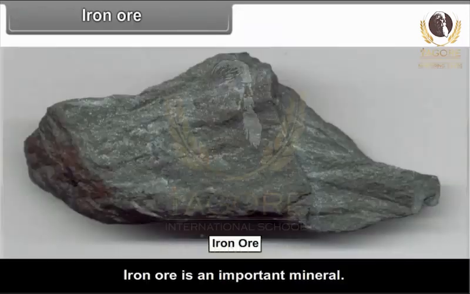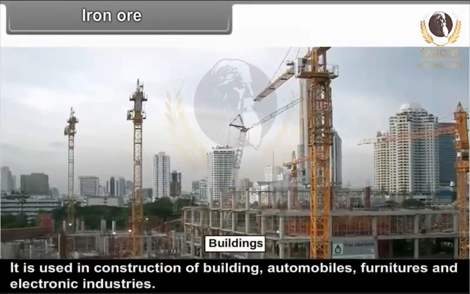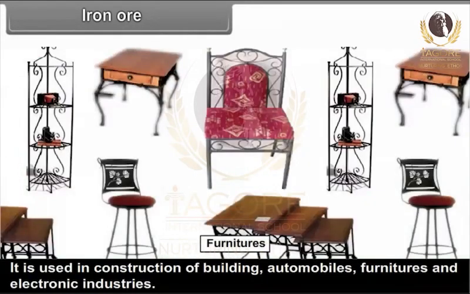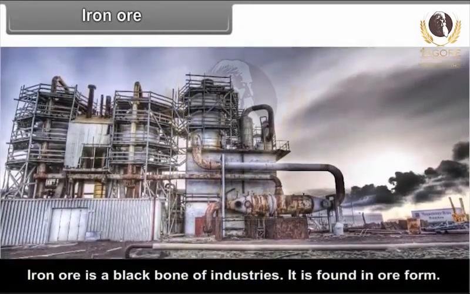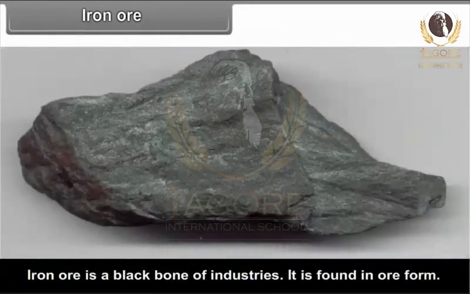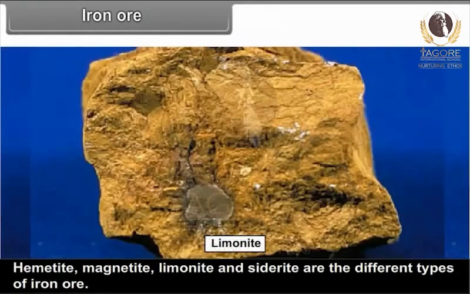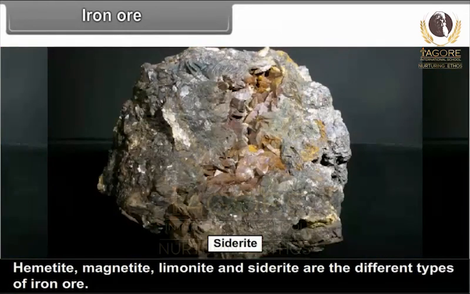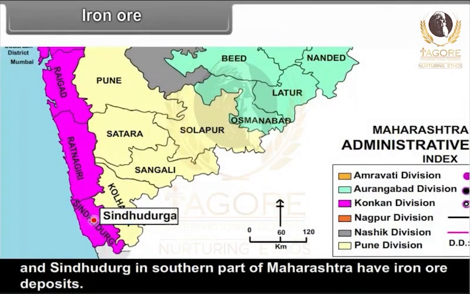Iron ore. Iron ore is an important mineral. It is used in the construction of buildings, automobiles, furniture and electronic industries. Iron ore is the backbone of industries. It is found in ore form. Hematite, magnetite, limonite and siderite are the different types of iron ore. Chandrapur, Gadchiroli, Gondia and Nagpur in eastern Maharashtra and Sindhudurg in southern Maharashtra have iron ore deposits.